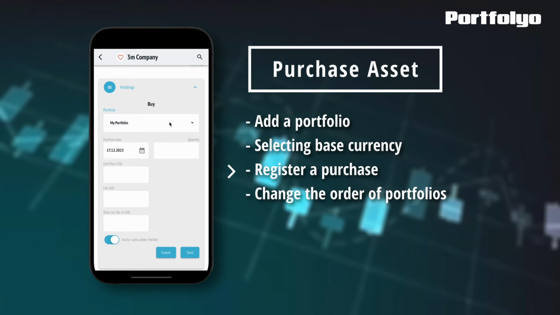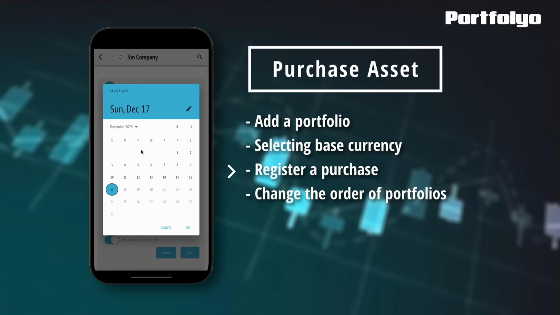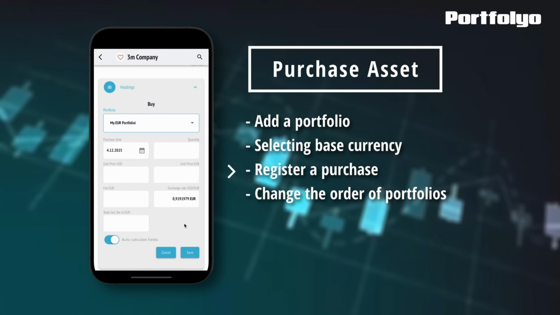The first step is to choose which portfolio the stock should be registered in. By default, the most recently used portfolio is selected. Then I select the purchase date, December 4th. I input the number of shares, the price per share, $100.